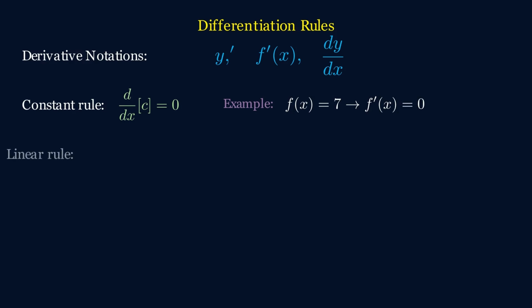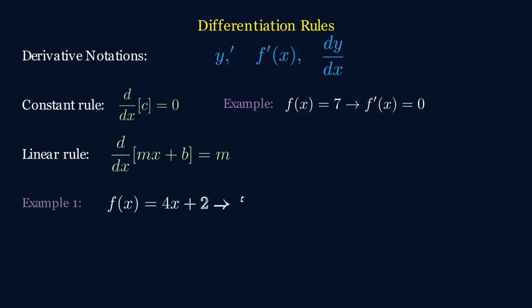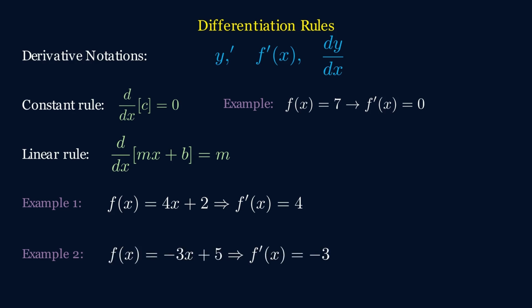Next up, the linear rule. The derivative of mx plus b is just m, because the slope of a straight line is constant. Here's our first example. f of x equals 4x plus 2. The derivative is 4. The slope is 4. Second example. f of x equals negative 3x plus 5. The derivative is negative 3. The slope is negative 3.